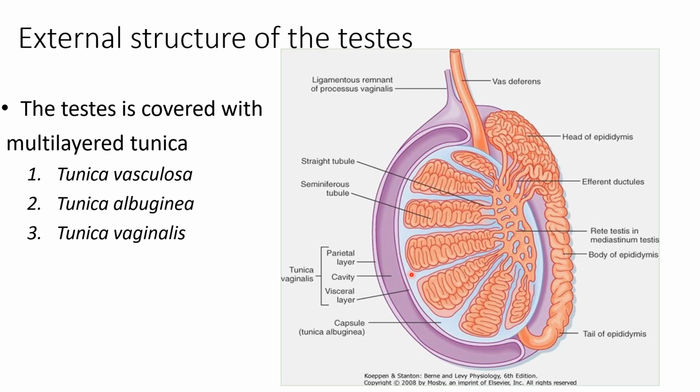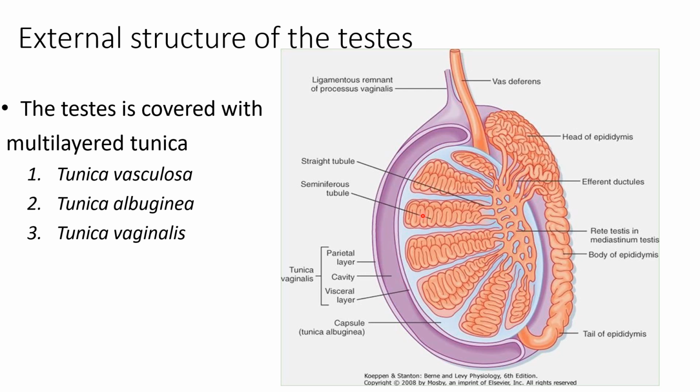The innermost layer is tunica vasculosa. Next, there is tunica albuginea, and the outermost covering is tunica vaginalis, which has a parietal layer, cavity, and a visceral layer. The parenchyma of the testis consists of different lobules. You can see here, first lobule, second lobule, and like that. Within each lobule, there are convoluted tubules called seminiferous tubules. There are 2 to 3 seminiferous tubules within each lobule of testis.